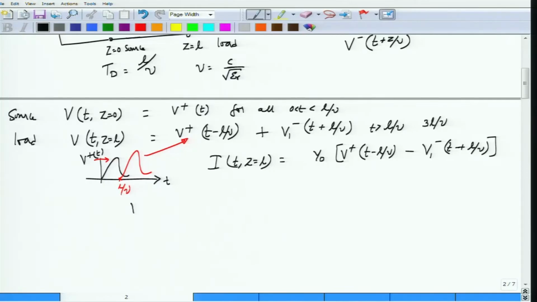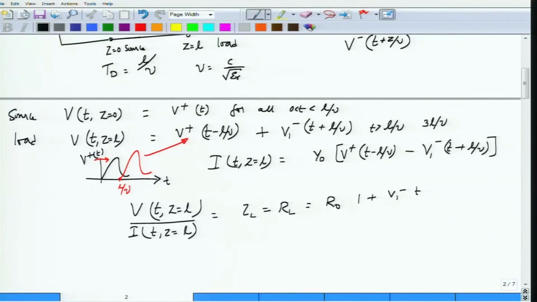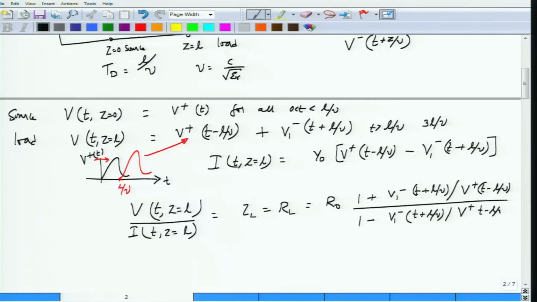If you now look at the line voltage at z equal to L and look at the current on the line, the ratio of these two must give you the load impedance ZL, which is equal to RL. You can actually do this substitution, and what you will see is that RL is equal to R0 into (1 plus V1 minus (t plus L by v)) divided by V plus (t minus L by v), divided by (1 minus V1 minus (t plus L by v)) divided by V plus (t minus L by v).